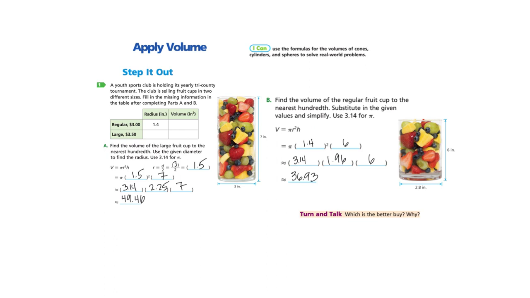So the turn and talk says, which is the better buy and why? You can do that. And then let's fill in the table. So the regular, the volume is 36.96. The large, the radius was 1.5, and the volume was 49.46. So that's this one. So let's look at the next question.